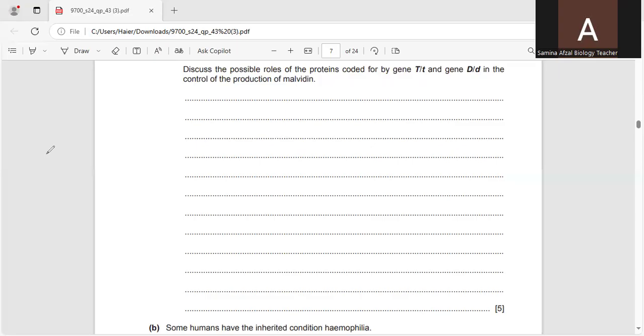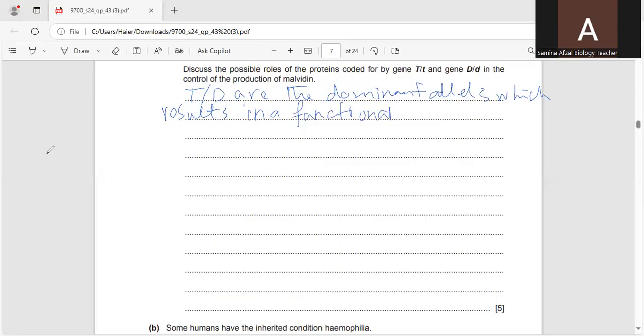After this explanation, now I would like to write the points which I have discussed with you. So first of all, I will start with this. Capital T and D are the dominant alleles, which result in a functional protein.